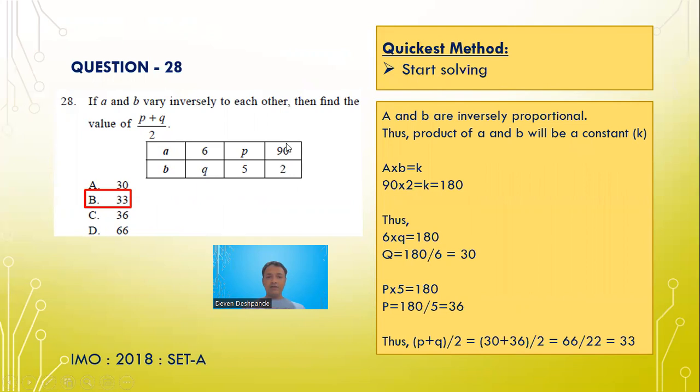And what is that constant? The constant is given here as a hint, 90 into 2, so the constant is 180. So 6 into Q also is 180. What is Q? 180 upon 6 is 30. Similarly, P into 5 is also 180. What is P? P is 180 upon 5, which is 36. So (P plus Q) upon 2 is (36 plus 30) upon 2. 36 plus 30 is 66, and 66 upon 2 is 33.